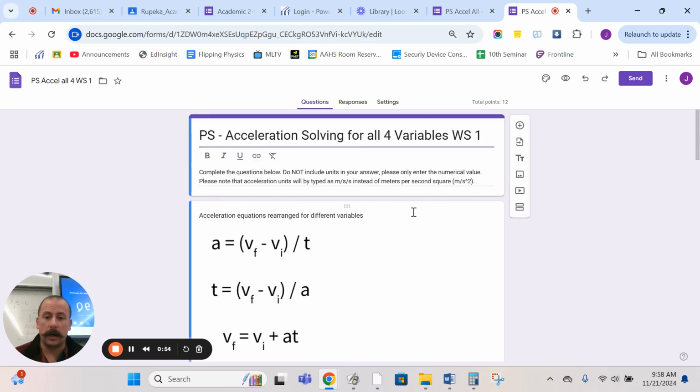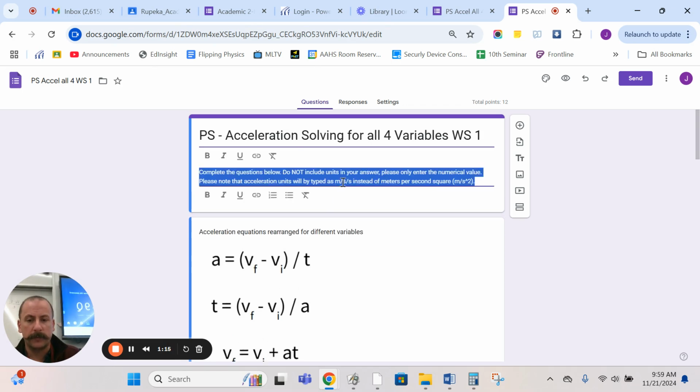Please take note, please only put the numerical value for your answer. Please do not put any units, as that ends up resulting in a lot of errors, just because it has to be an exact match. And even extra spaces can cause an answer to be wrong when it appears to be right.